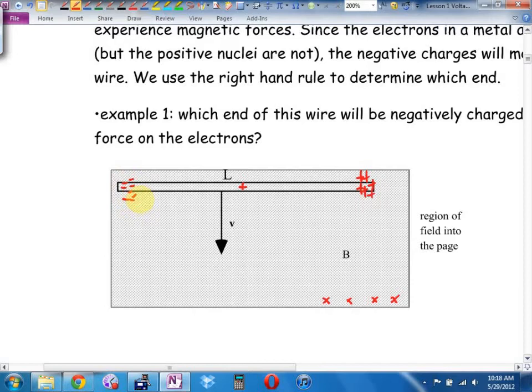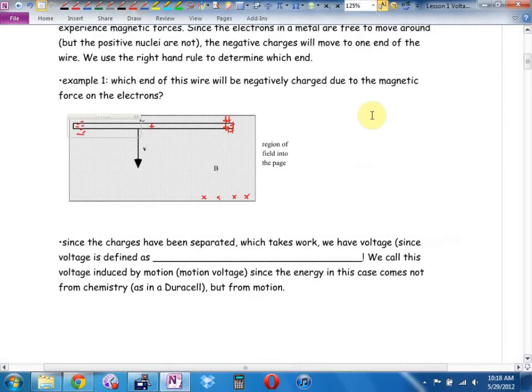You may not realize, but what we've just done is we've separated charges. We've created a battery. We've induced a voltage. See it? We've induced a voltage. We've separated charges. Voltage is defined as energy per charge. We've done work on the charges. Since we've separated them, they want to come back together. That means there's energy that we can use. We can bleed that energy off. It's similar to lifting something up high and then dropping it.